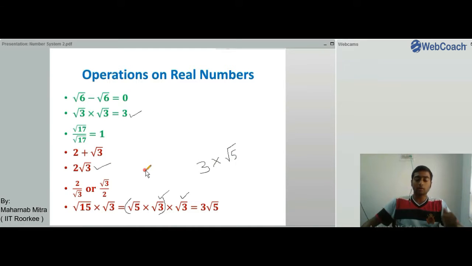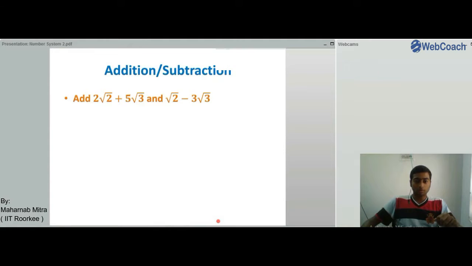Now from this rule, as rational numbers cannot be operated on irrational numbers, we must keep the answer in this form only. You can see we need not put this cross sign to imply that they are in multiplication form. We can straight away write 3 square root 5. Okay, 3 square root 5 is equivalent to this product, square root of 15 times square root of 3. Okay, so let's move forward.